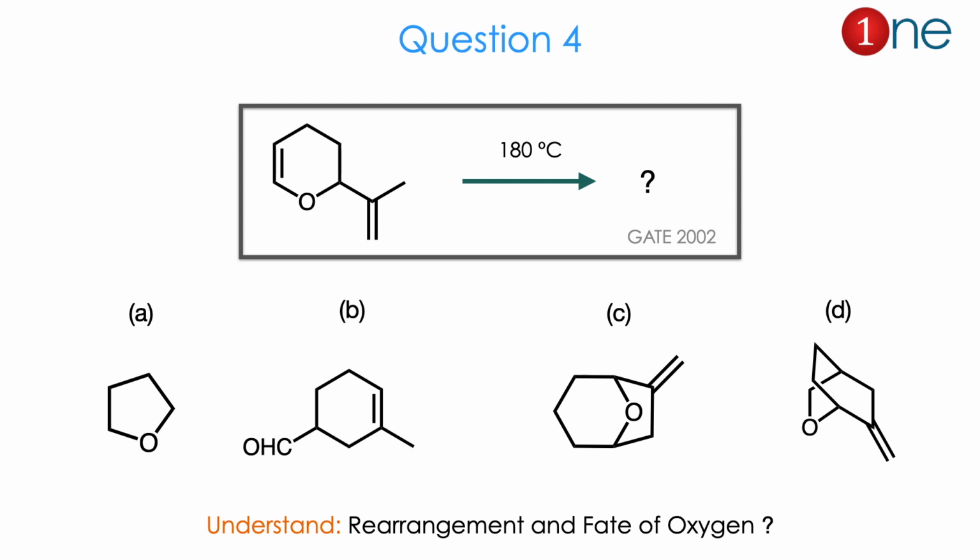Then the question number 4. The starting material is a heterocyclic system with oxygen. It has one double bond in conjugation and it has a side chain with an alkene. That is the isopropenyl group. You are heating. They ask you to find the product.